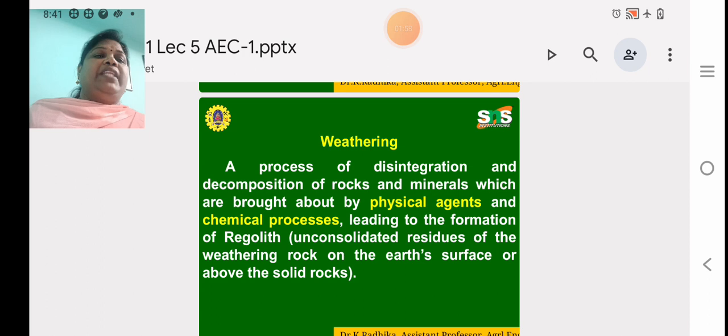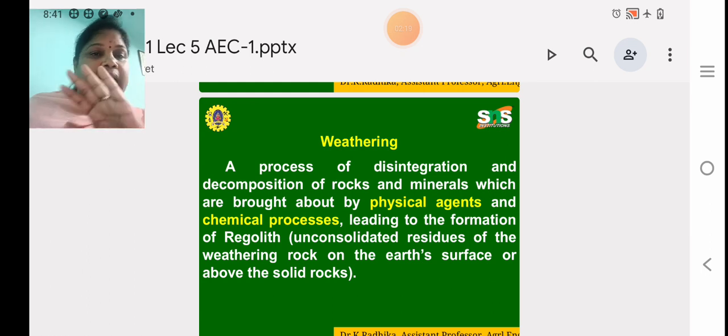Then what do you mean by weathering? Weathering is a process of disintegration and decomposition of rocks and minerals, brought about by physical agents and chemical processes, leading to the formation of regolith. Regolith, in other words, is the unconsolidated residue of weathering of rocks on the earth surface, above the solid rocks. That is called weathering.